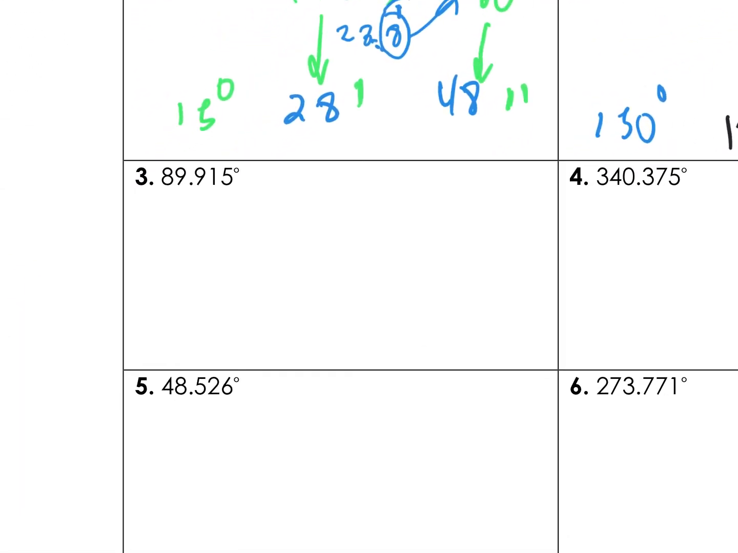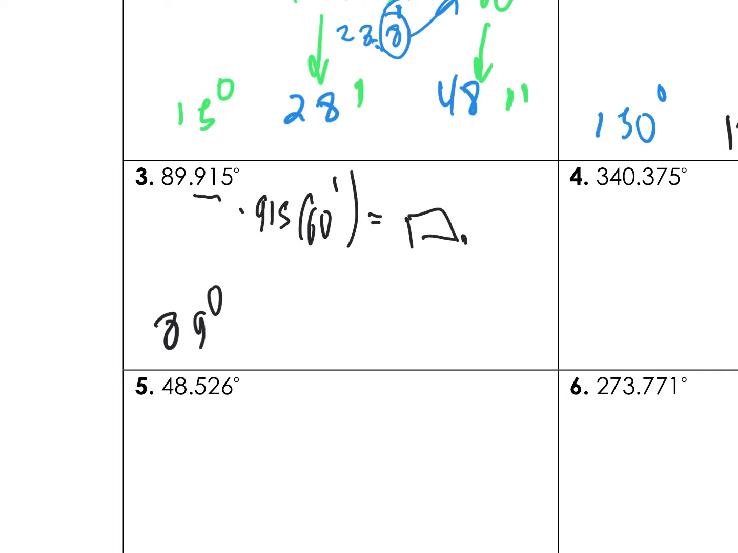Okay, I know I have 89 degrees. Take that away from the problem, only work with the decimal, times 60. 0.915 times 60 minutes. Get an answer. Keep the whole number part. The leftovers would be times 60. That'll give me my seconds. Try it out.